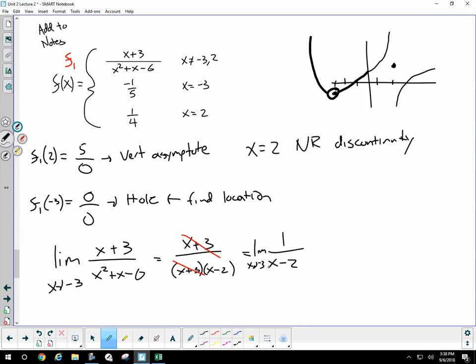I plug -3 into the simplified 1 over x minus 2, I get -1/5. So that means, yes, if I just graphed this, I would have seen a hole. But that hole is actually located right here at -3, -1/5. So this point fills in this hole, which means this function is continuous at -3. It's only not continuous at 2.